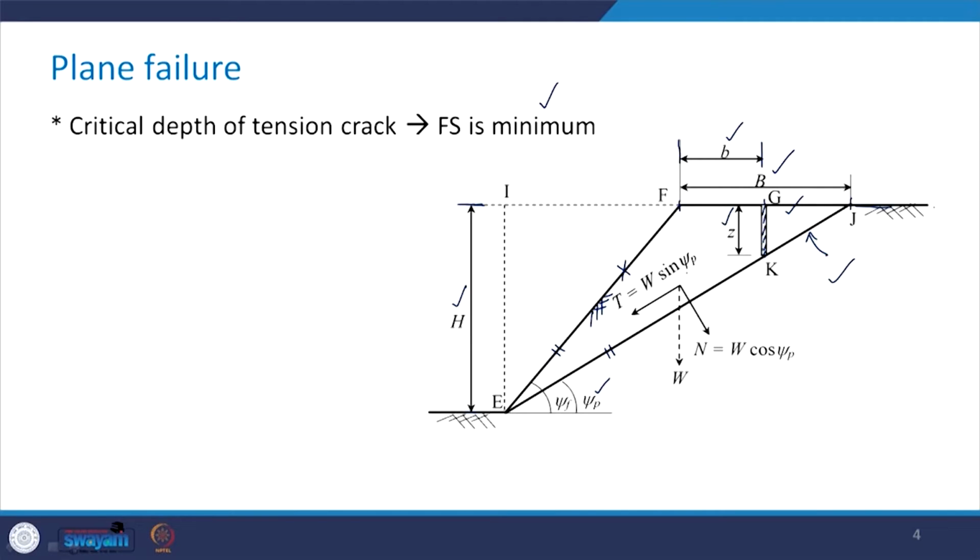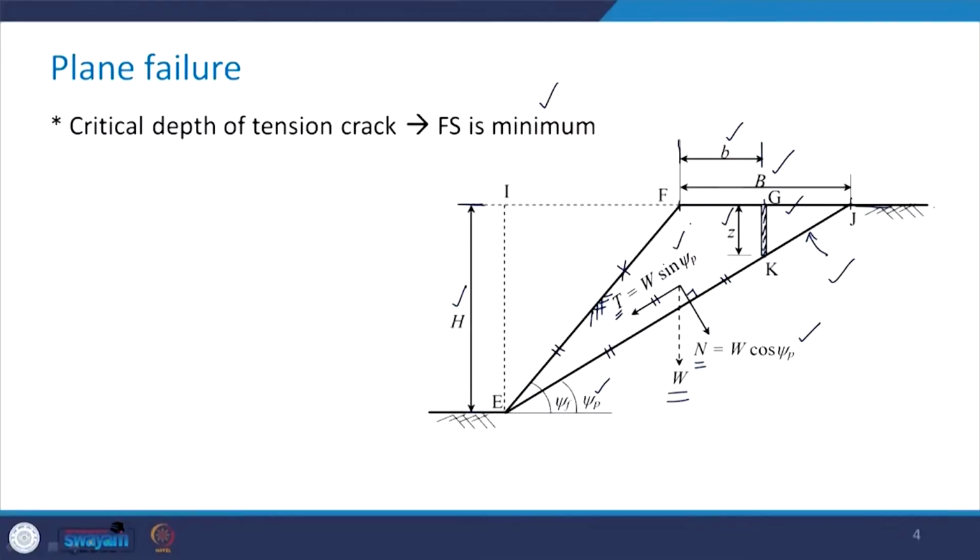The weight of this block, which is sliding along this discontinuity plane, is represented by W, whose components in the perpendicular and the parallel direction can be written as N equal to W cos psi p and T equal to W sin psi p respectively. Now, let us try to see how we should go about the analysis.